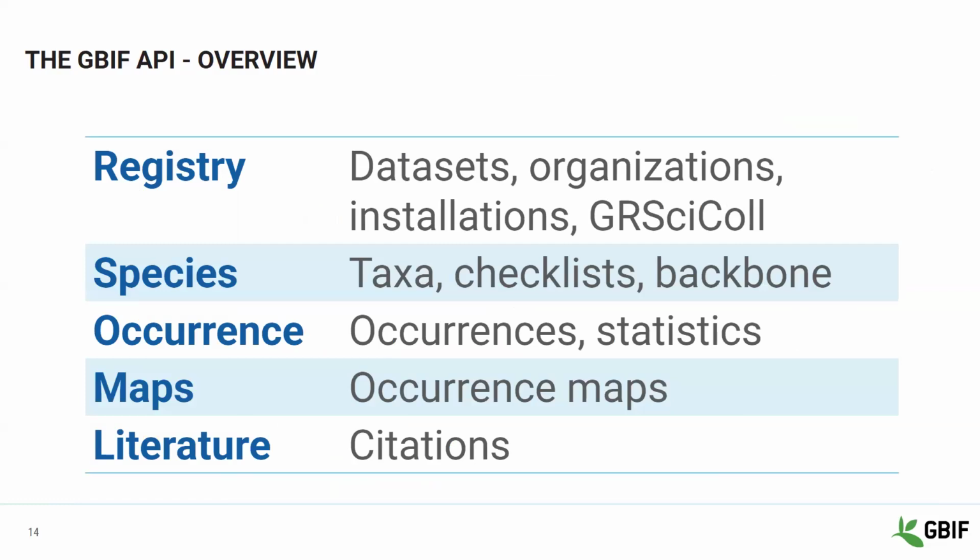There is a register entry point, which gives you information about data sets, organizations, IPT installations, and things like that. There is a species API, which gives information about taxa or checklist or names like those. Occurrence database will actually give us occurrences and statistics. There is a maps API, and there is a literature API to find out who is citing your data. Out of these, most of the times we use the occurrence or the species API.